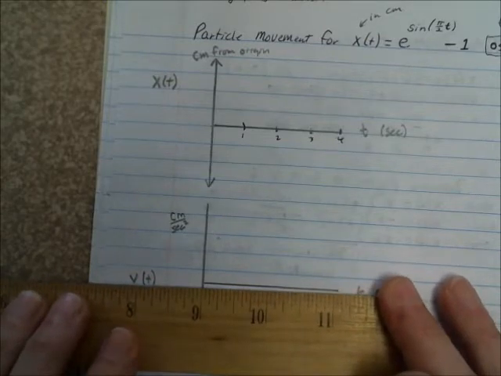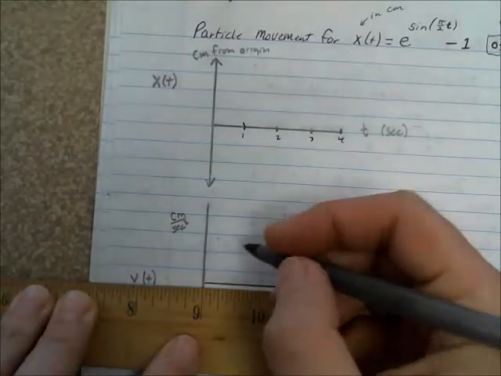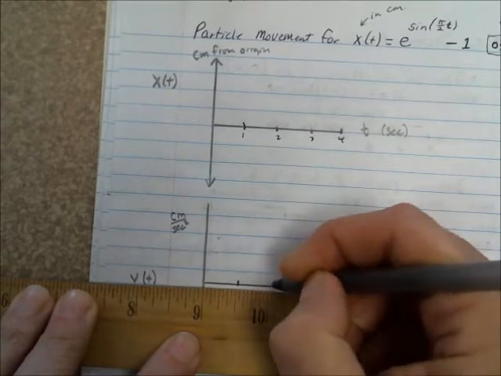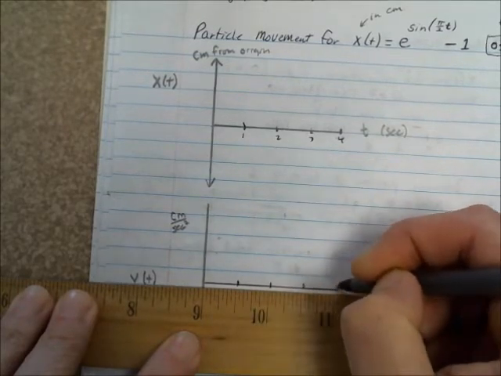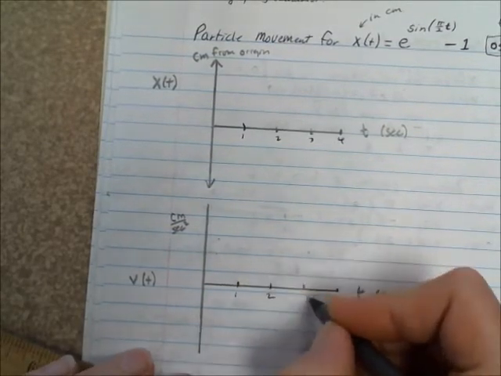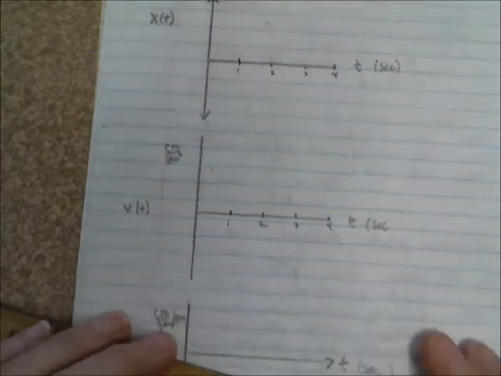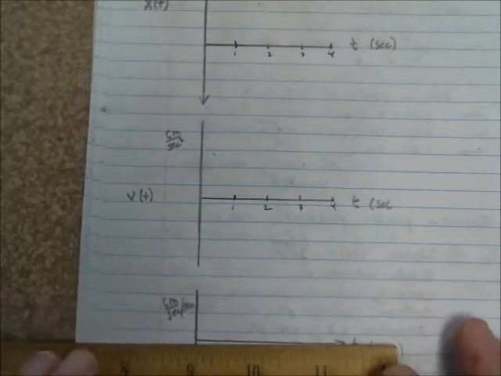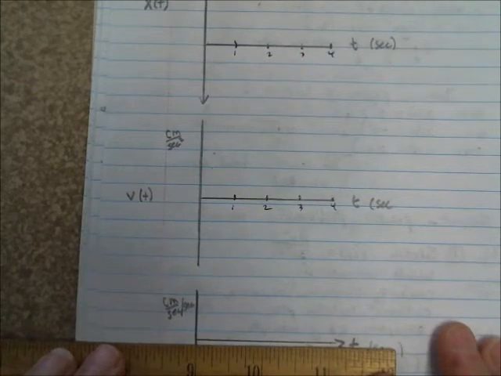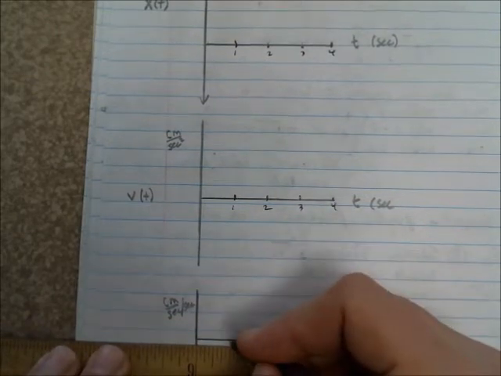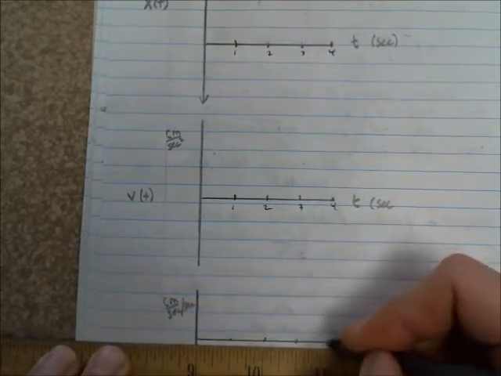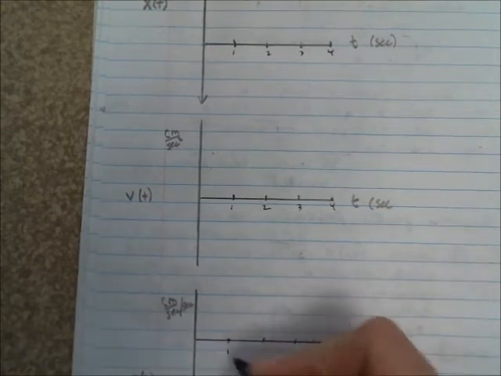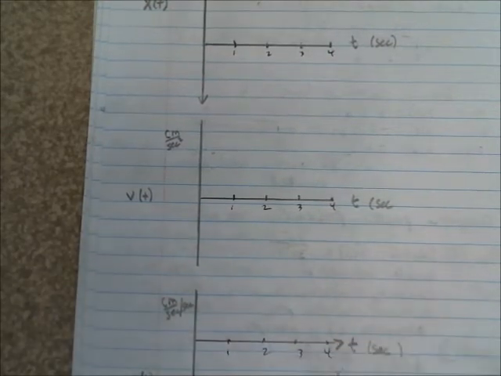Every half of an inch, we're going to mark a tick mark. So this is 1, 2, 3, 4 seconds, and then down on the acceleration graph, mark every half an inch. So we got 1, 2, 3, 4. So we got t equals 1, 2, 3, 4.